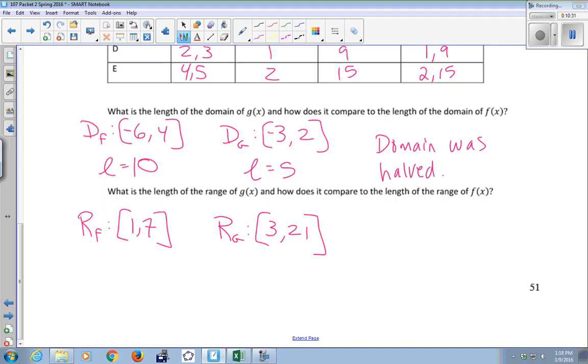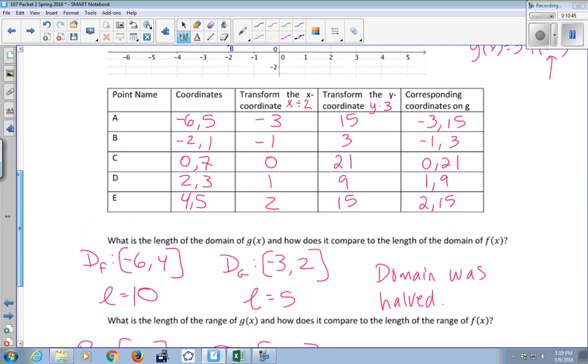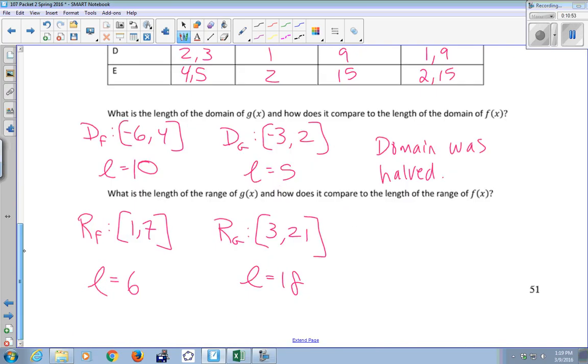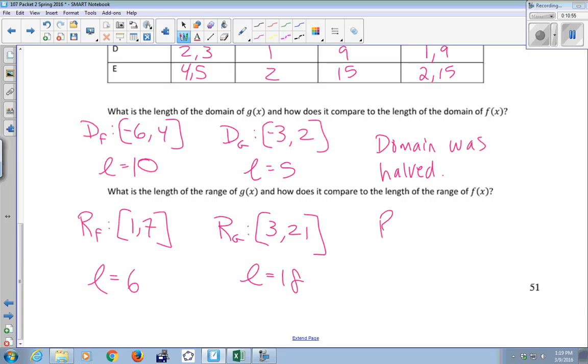Okay, what's the length of the range of f? 6. 1 to 7, there's 6 units in between there. How about in g? The length is 18. How are 6 and 18 related? Times 3, right? That's what the 3 did out here. I tripled my range, my vertical stretch. So the range tripled.